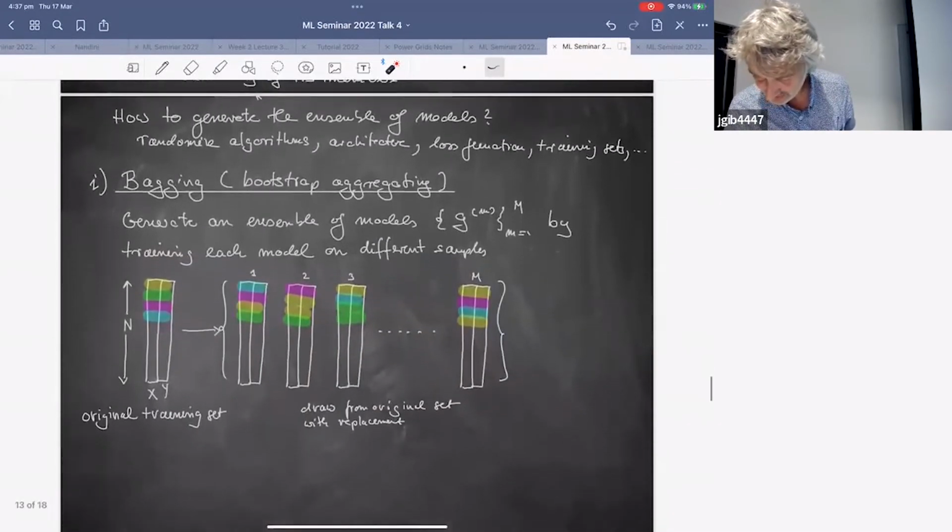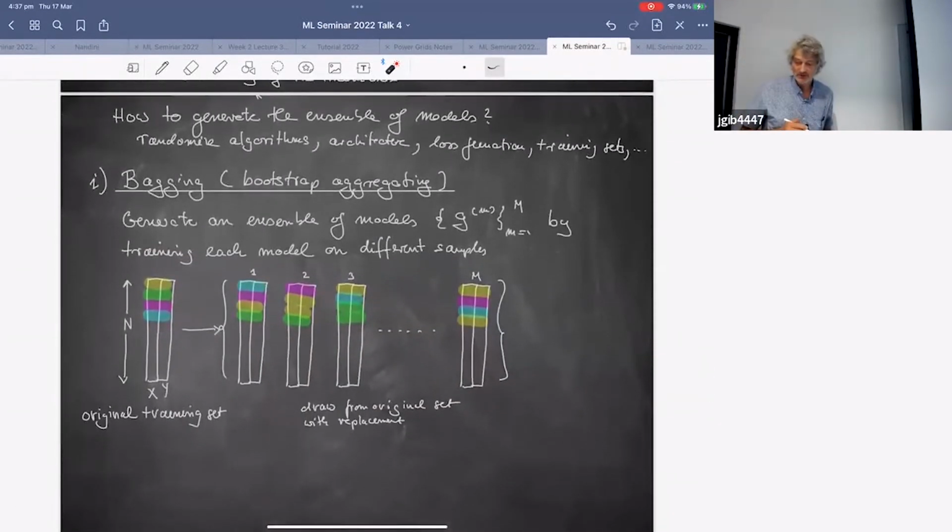Now there's a question, how do you generate this ensemble of models? I'm going to present to you two different ways of doing it. One is called bagging, which stands for bootstrap aggregating. Another one is called dropout. You could randomize algorithms, you could randomize the architecture, the loss function, the training sets, and so forth. And in bagging, you do something with the training sets.